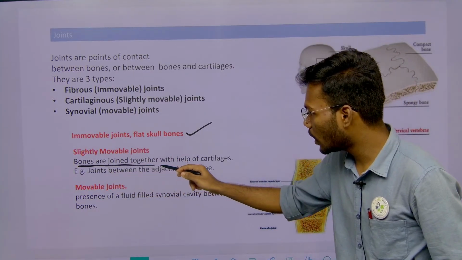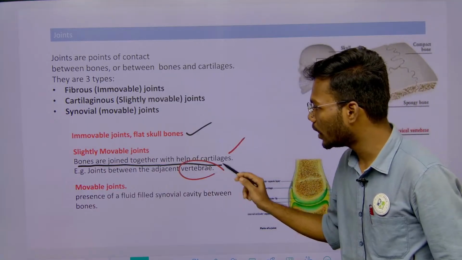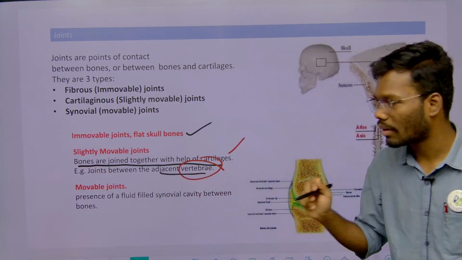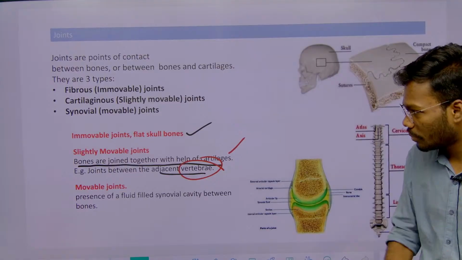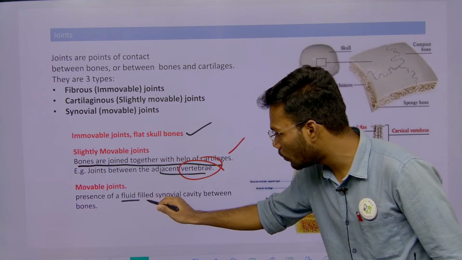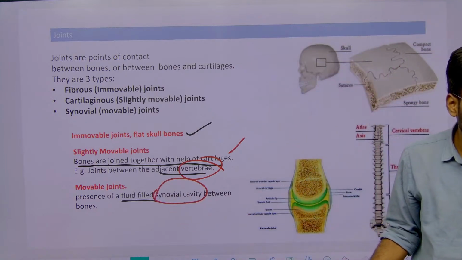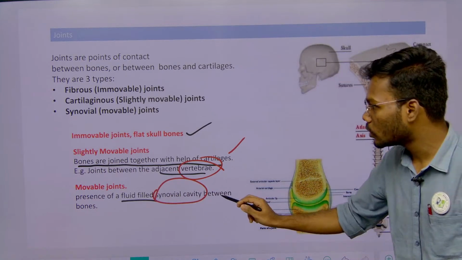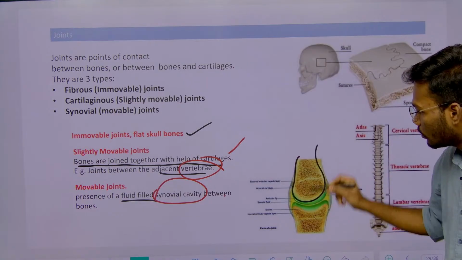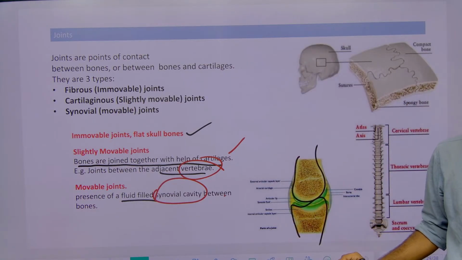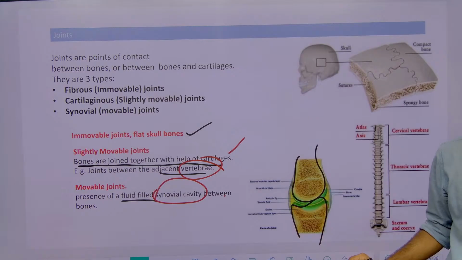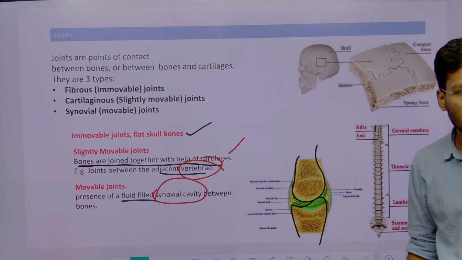And slightly movable joints are where bones are joined together with the help of cartilage. All adjacent vertebrae have slightly movable joints. And there is a fluid-filled cavity which is called the synovial cavity. It is filled with the fluid called synovial fluid, between two articulating bones. That's why these joints are called synovial joints, right? So that was about joints.